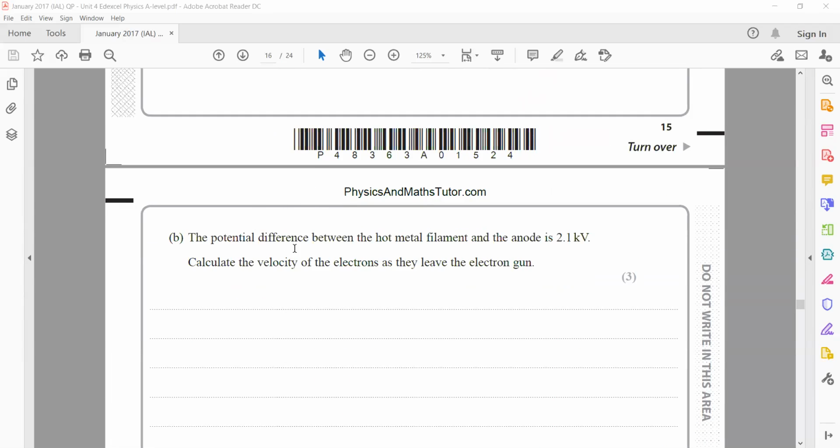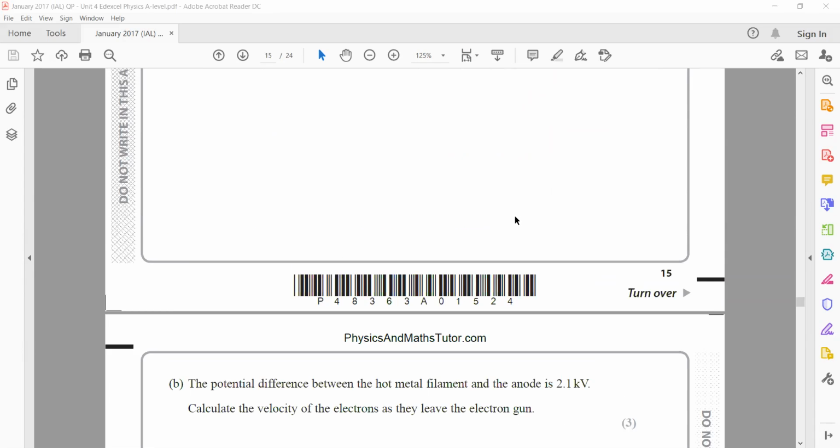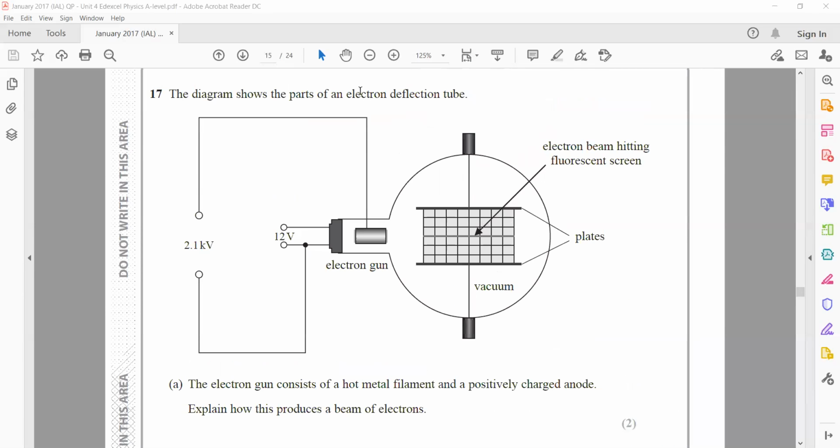The next part: the potential between the hot metal filament and the anode is 2.1 kilovolt. Calculate the velocity of the electron as they leave the electron gun. So what is the velocity at which these electrons leave the electron gun? Basically, electrical energy is converted into kinetic energy. And how can we find the electrical energy? Electrical energy is voltage times charge.